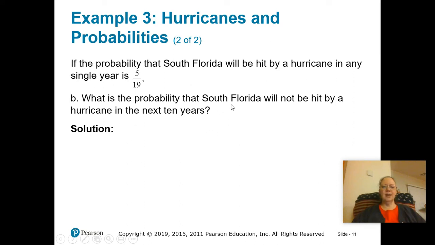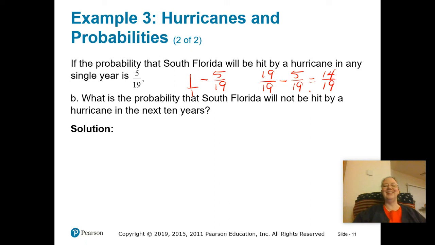What is the probability that South Florida will not be hit in 10 consecutive years? Okay, so we first have to figure out what's the probability that it will not be hit. If you recall, for the probability that something will not happen, we take 1 and subtract the probability that it will happen. We need a common denominator, so multiply top and bottom by 19, or use your scientific calculator, and we get 14 out of 19. So that's the probability that it will not happen.